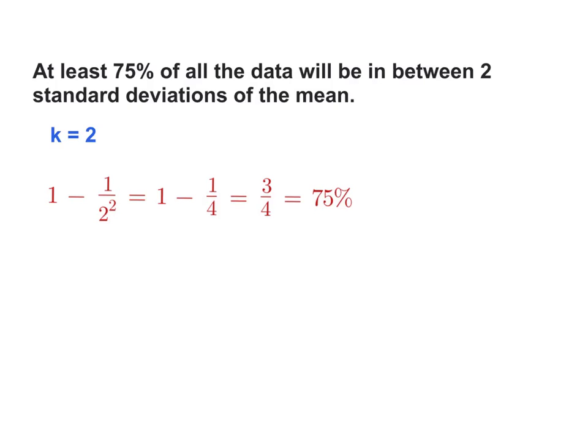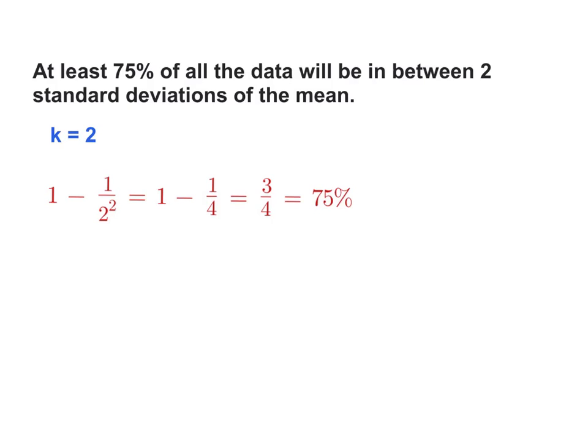So that means a quarter of the data will be outside of that. It's further away from the mean. Now, if I went out to 3 standard deviations away from the mean, I increase the amount of data that will be included in those 3 standard deviations.